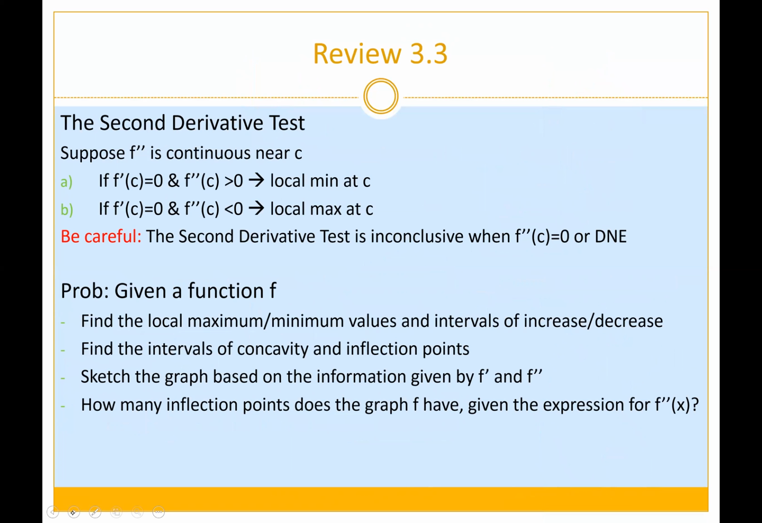So the second derivative test says if f double prime is continuous near c, so you can find the second derivative near that point, then if c is a critical number and the second derivative is bigger than 0, you have a local minimum. If it's a critical number and the second derivative is negative, it's a local maximum. One thing you need to be really careful about: if the first derivative is equal to 0 and the second derivative is equal to 0 as well, then it's inconclusive. So don't assume anything in that case.